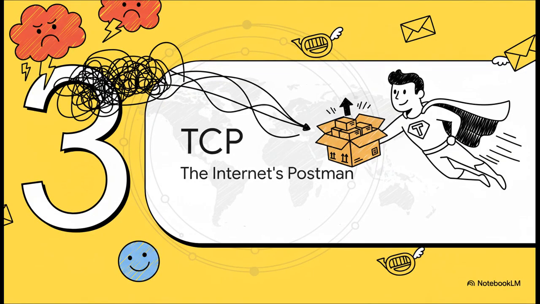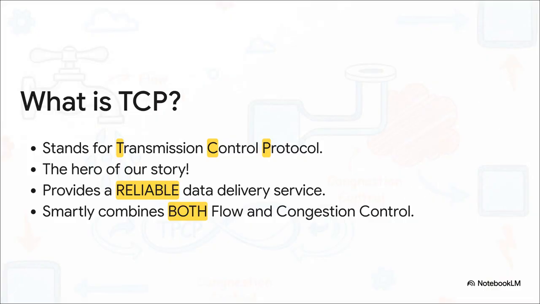So we've got these two huge problems, flooding the receiver and jamming up the whole network. How does the internet actually solve them both? Well, it's time to meet the hero of our story, TCP. It stands for Transmission Control Protocol, and it is the absolute workhorse of the internet. Its number one promise, its main job, is reliability. When you send a file with TCP, it's making a promise that every single one of your packets will arrive safely and in the correct order.